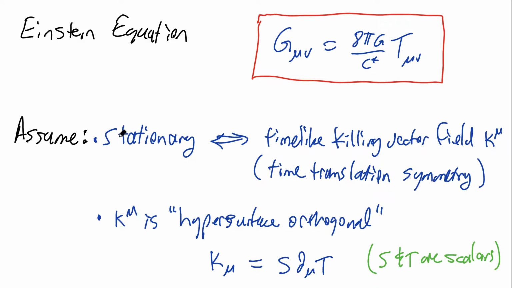Now together, these two assumptions are equivalent to saying that the space-time is static. So static is a property of a space-time that has two parts. It says it's stationary, and the Killing vector field corresponding to that stationarity is hypersurface orthogonal. It is possible for a space-time to be stationary and not be static. So in other words, it can have a Killing vector field that's time-like, but not hypersurface orthogonal.